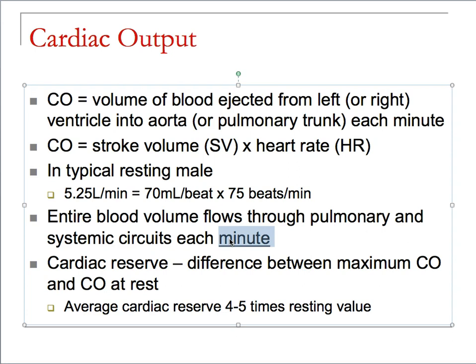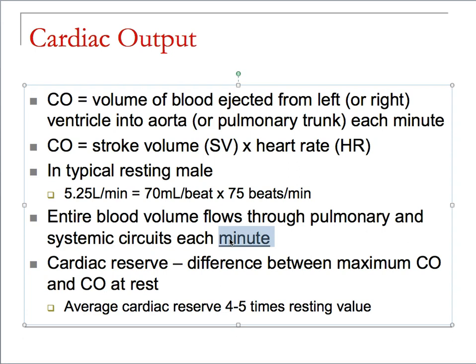Well, let's just stop and think about that for a second. We start with a drop of blood inside the right atrium, it travels to the right ventricle, goes to the pulmonary circulatory system, goes back to the left atrium, then into the left ventricle, and then through the body, and it's back at the right atrium inside of a minute.